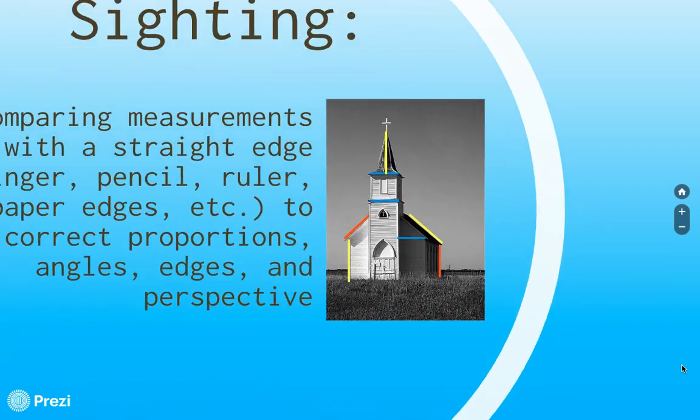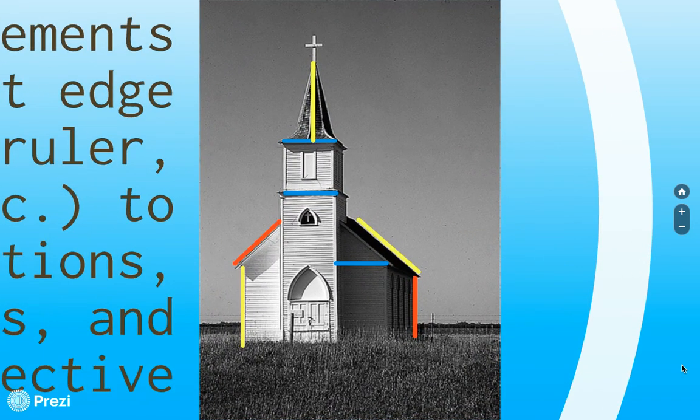So if we take a look at this church in the middle of a field, the yellow areas are similar in length. So I would take either a ruler and just measure those and make sure they're similar in size when I draw. And then the red or orange lines are also similar in length. And then the blue areas are similar in length.